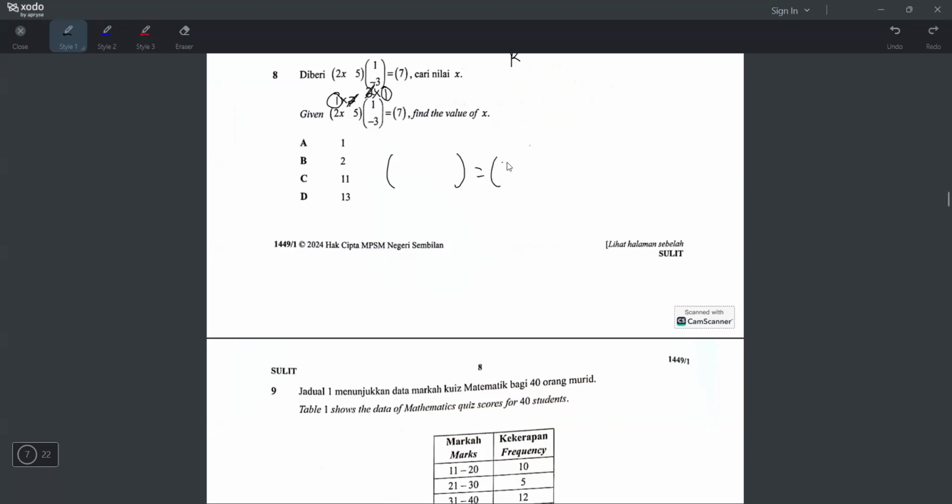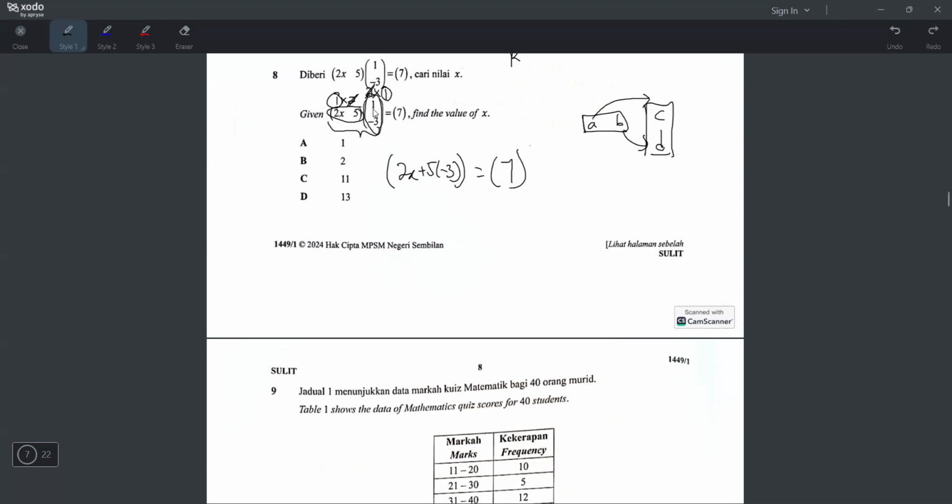Okay, but we already know the answer is 7 lah. But I will do it myself on this side first and then later compare. So how we times is we take horizontal times vertical, so it becomes 2x times 1, 5 times negative 3. And then if there's nothing in between here means plus, right? So remember, if we take horizontal times vertical, for example, A, B, C, D, the correct way is you take A times C, B times D. Okay, this is how you do it.